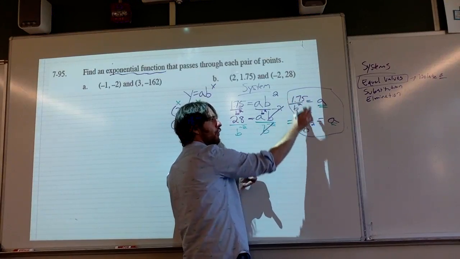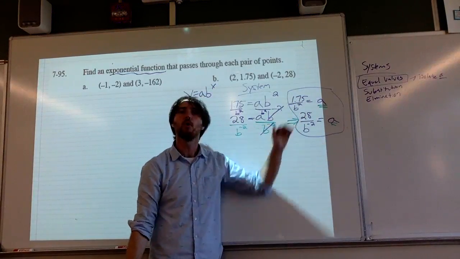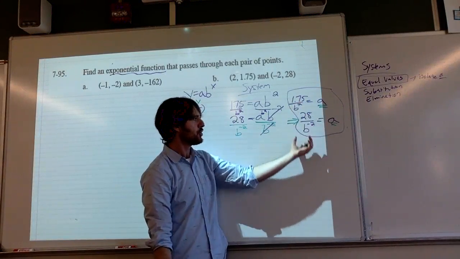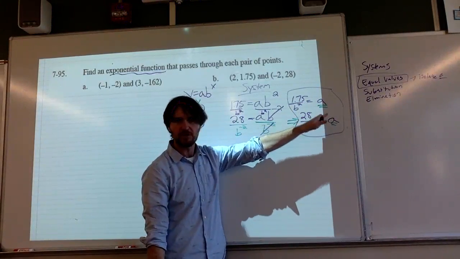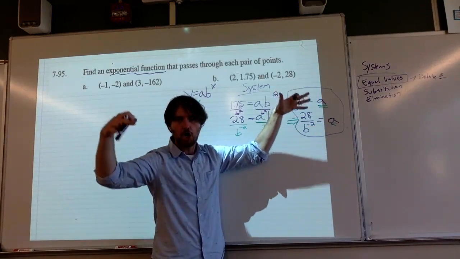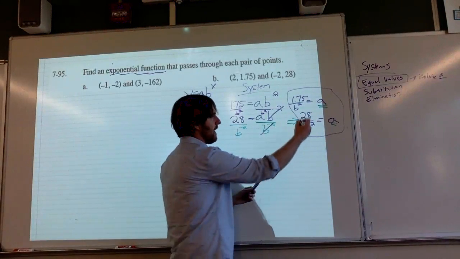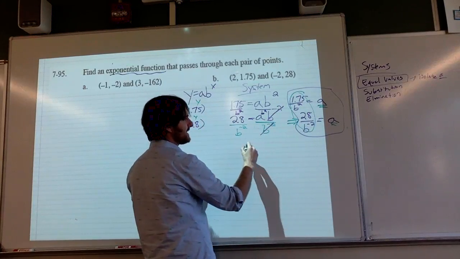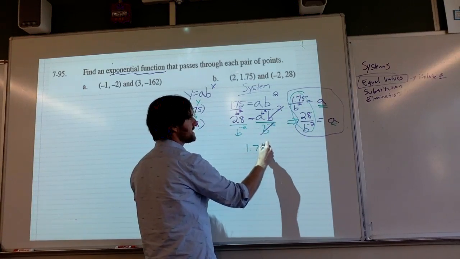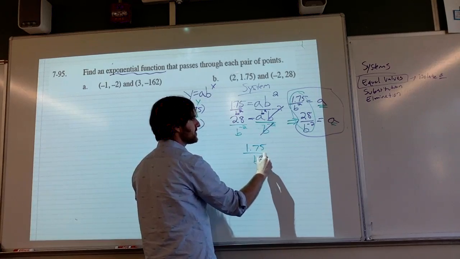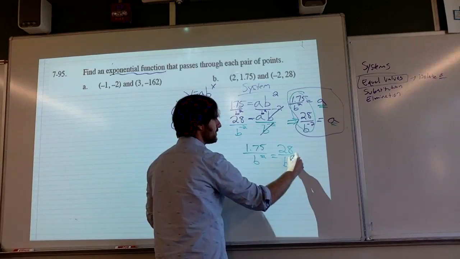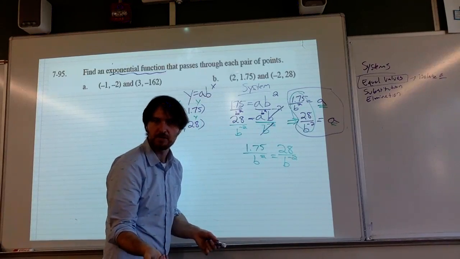So what do I know? Both these 2 things equal a. If you're in geometry, this is called the transitive property: 2 things that are each equal to the same thing are equal to each other. So the equal values method tells me these things equal a, so I can set them equal to each other. 1.75 over b squared is equal to 28 over b to the negative 2 power.